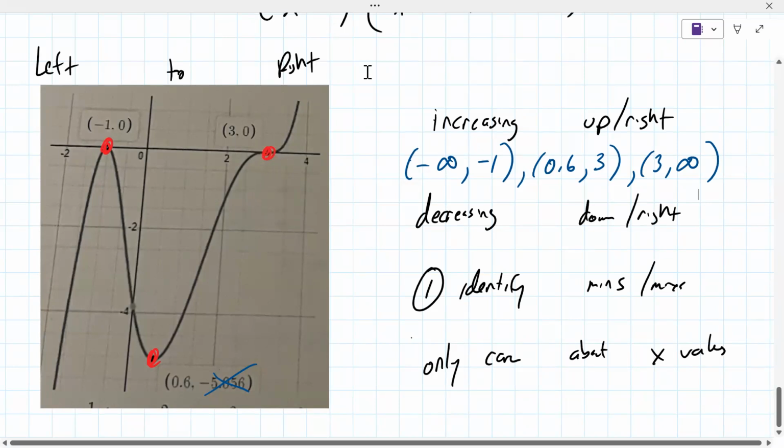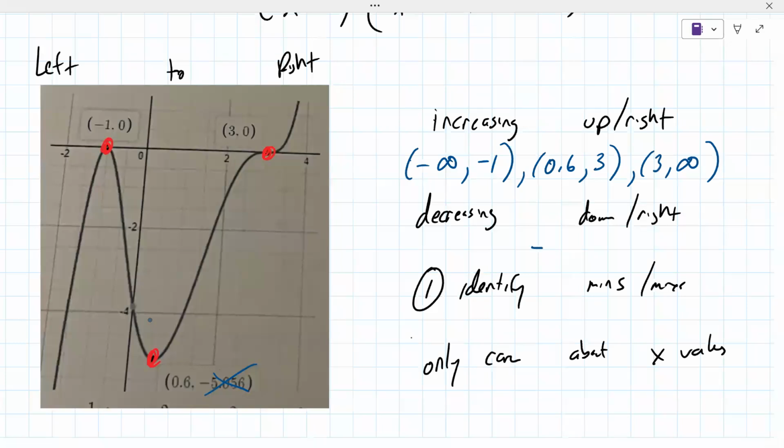So now decreasing, where is it going down and to the right? Well, you can see it's where my cursor is here. What is the leftmost x value? -1. Yeah, from -1 to 0.6.